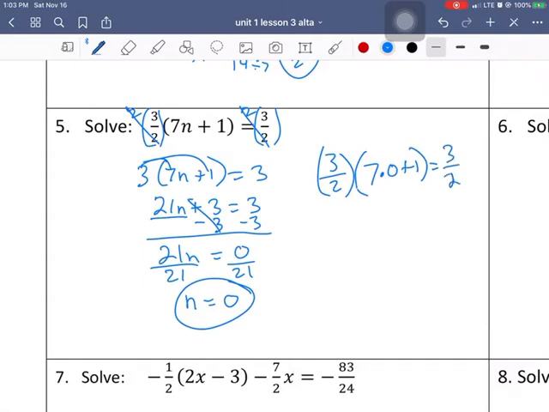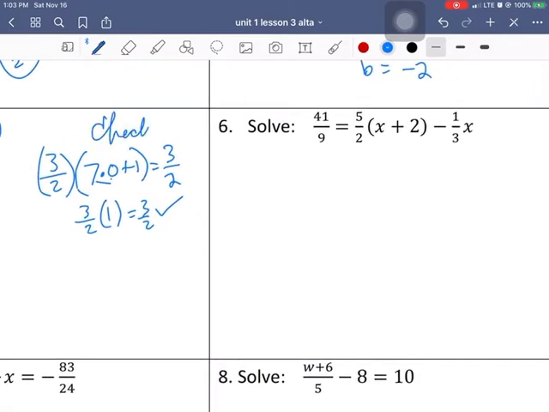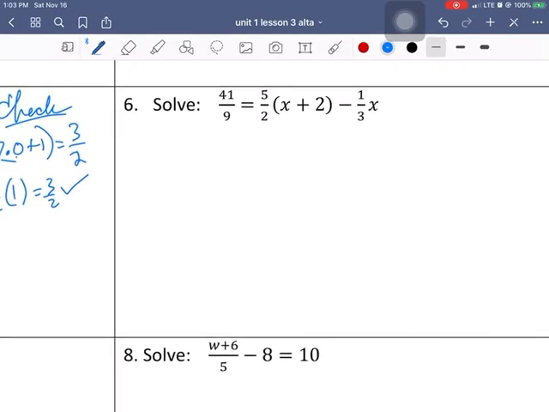So this is going to be 7 times 0 is 0, plus 1 is 1. So 3 over 2 times 1 equals 3 over 2, and that's correct. Okay? So you can feel free to check anytime. It's a little harder when your answer is some fraction, but it's still checkable.